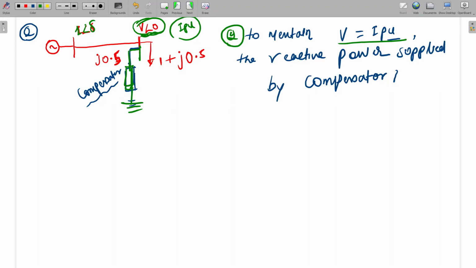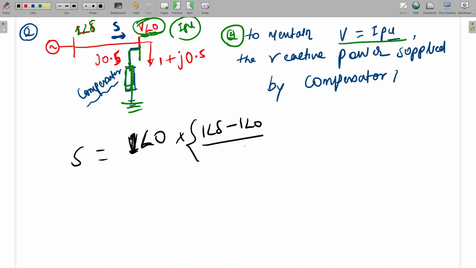So I'm going to solve this. Here I'm going to write the apparent power equation for this node. What will the apparent power S be? V is 1 angle 0, so 1 angle 0 into (1 angle delta minus 1 angle 0 divided by j0.5) whole conjugate.